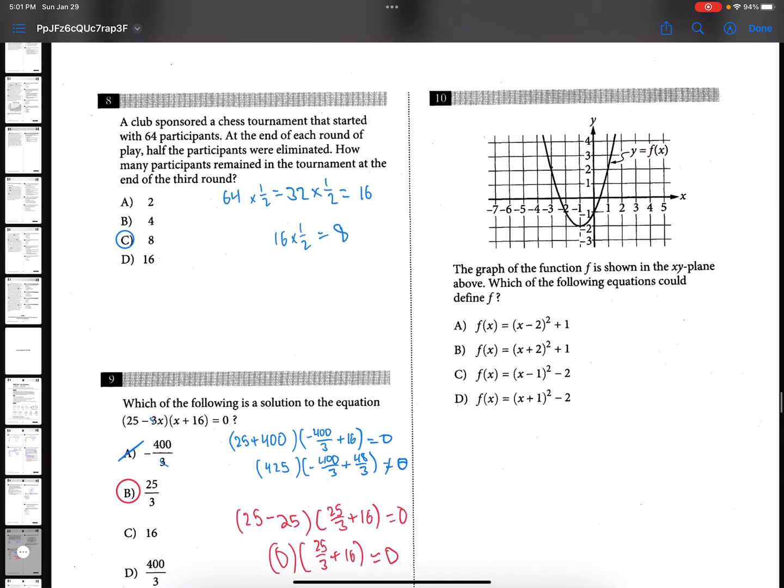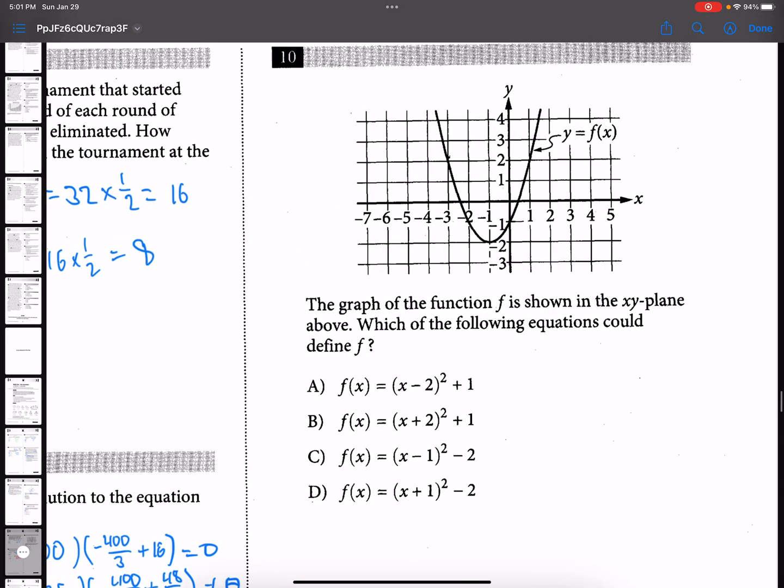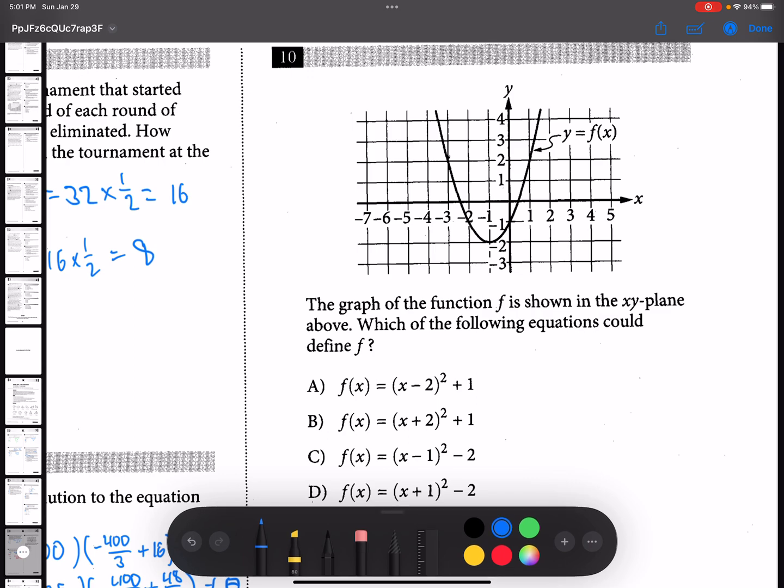Okay. Number 10, the graph of the function f is shown in the xy plane above. Which of the following equations could define f? So this is our vertex here, which is at -1. Over here, we're at, okay, so our vertex is -1 and -2.